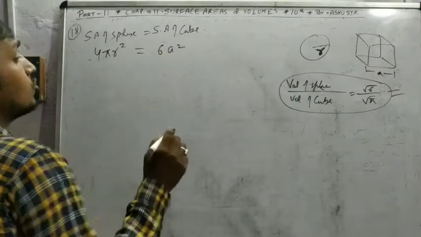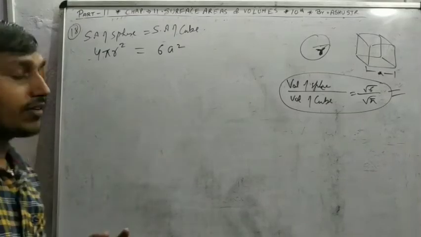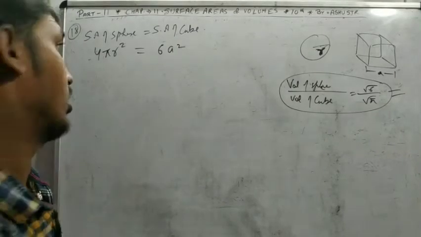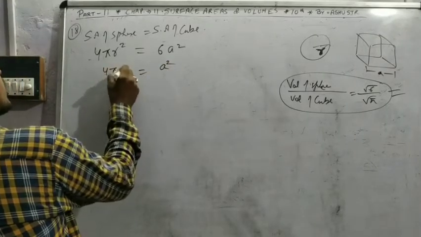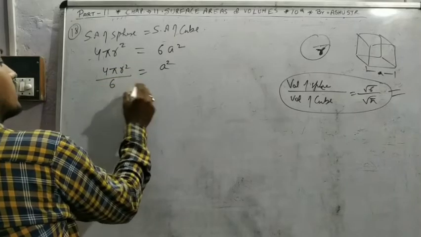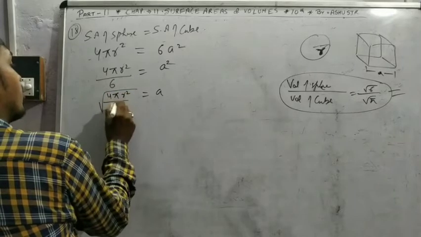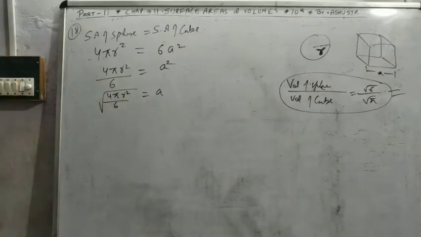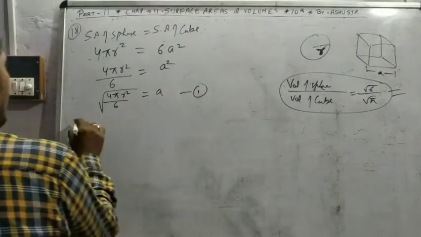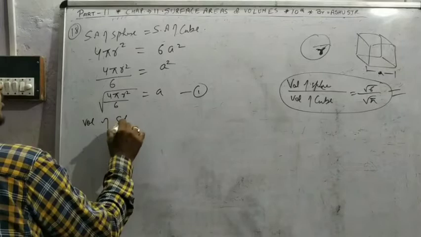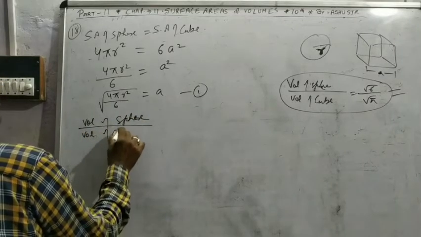So we want to make a relationship between a and r. Either you find the value of a or you find the value of r. So we can find the value of a. So 4 pi r square by 6. So a is equal to the square root of 4 pi r square upon 6. I'll keep this as the first equation. We want the volume of sphere upon volume of cube.